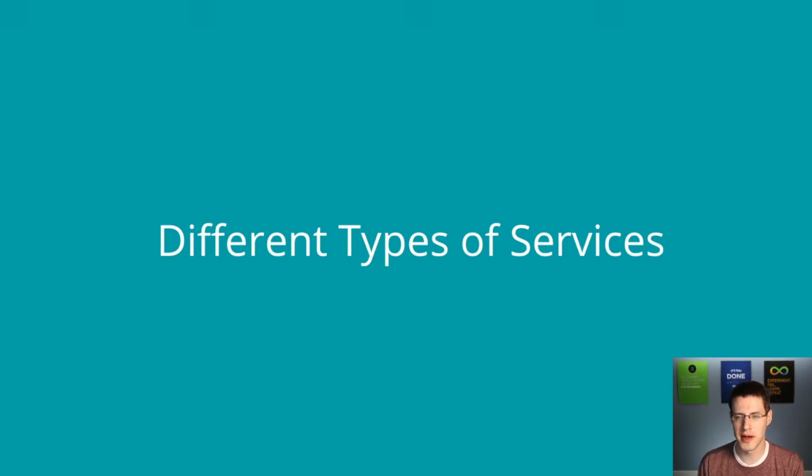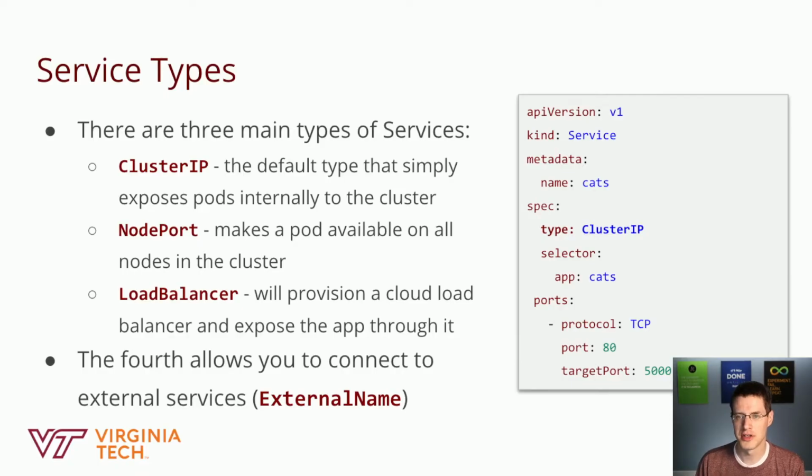Okay, so let's go back to services, and we're going to talk a little bit more about the different types and what else we can do with them. So there are really three main types of services. And again, services are the way that we expose a pod to the cluster and to everything else around it, and allow other things to connect to it. So the cluster IP type is the default.